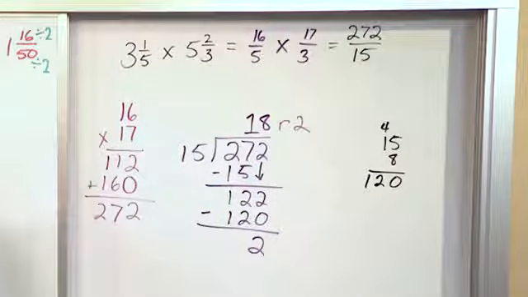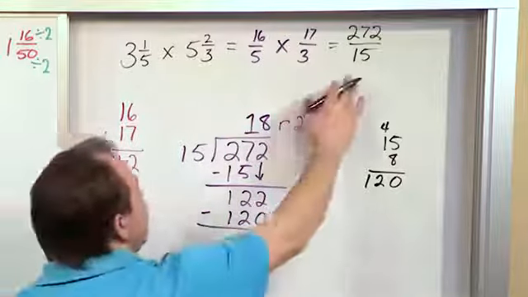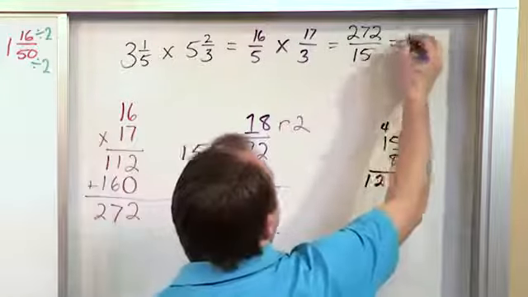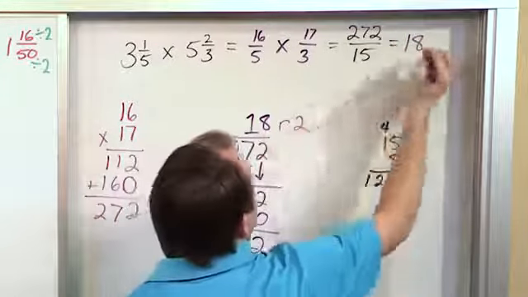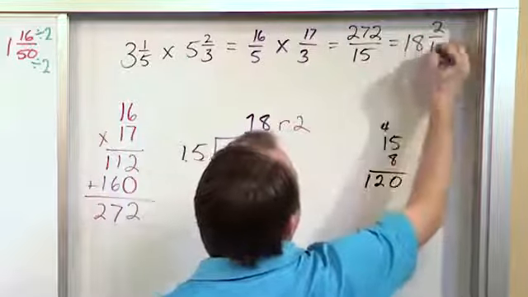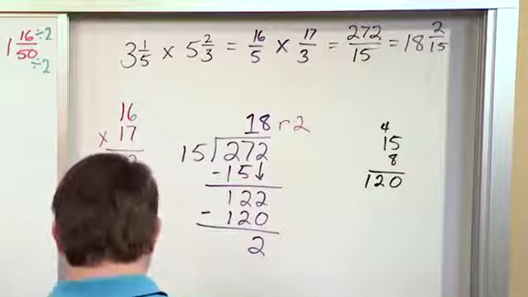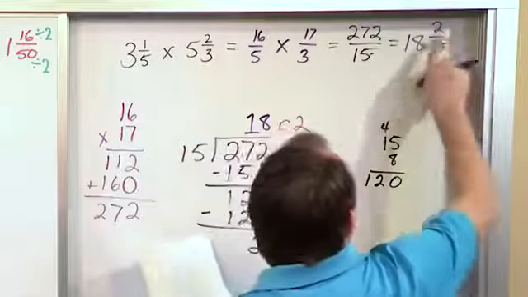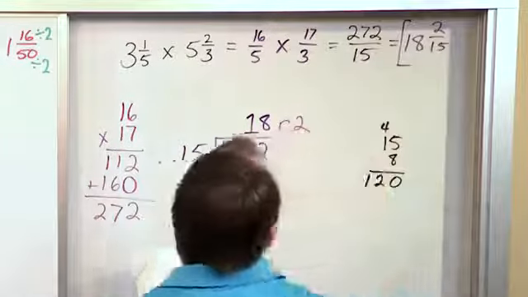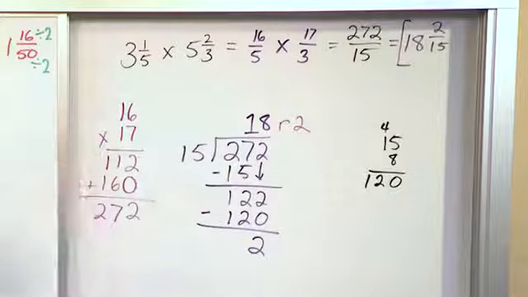All right, so now that we have that squared away, how many times will 15 go into 272? It'll go 18 whole times with a remainder of 2 over 15. 2 over 15. And there's really nothing else that I can do to simplify this answer anymore. The 2 and the 15 are already fully simplified, so the answer is 18 and 2/15.